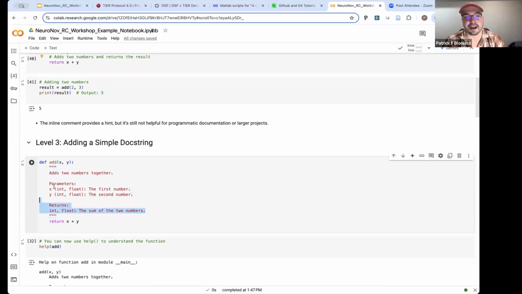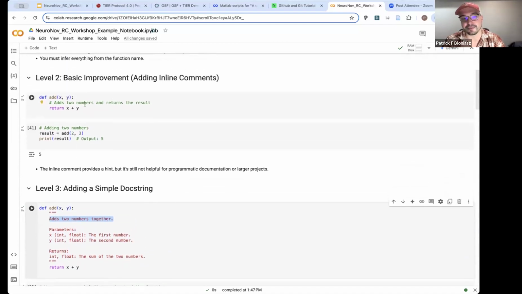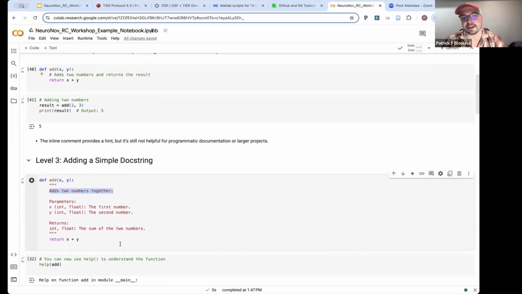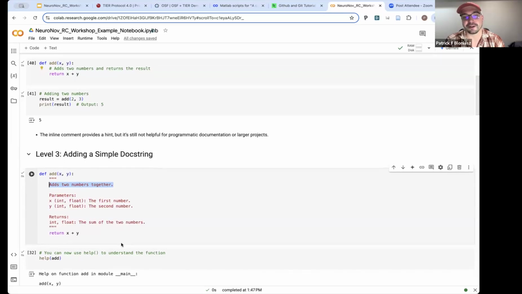This is the best practice for structuring your explanation of what a function does. The first thing is the description. This might draw on what we were already talking about: add, as a function, all it does is add two numbers together. You can assume that this is sufficient because it's not very complicated.